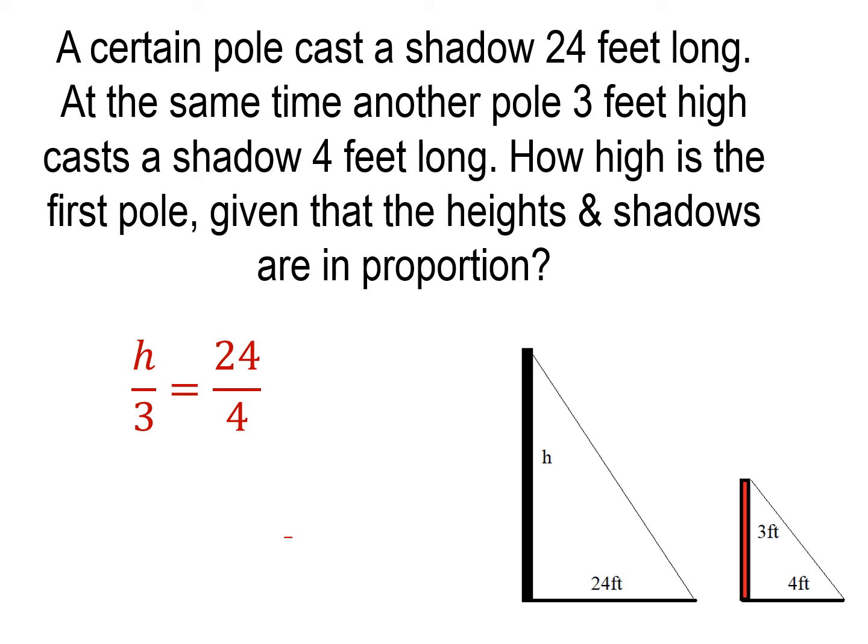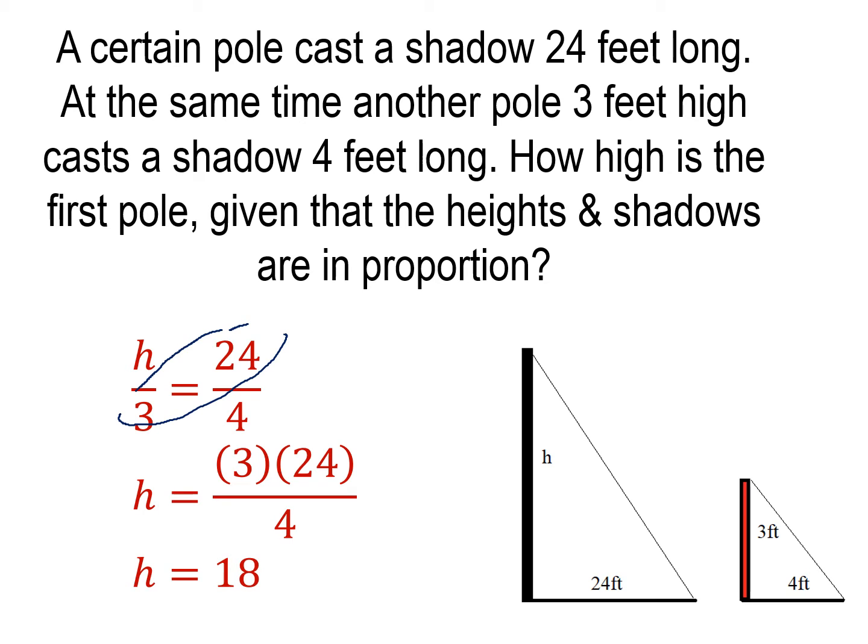Then we can cross multiply here. We cross multiply 3 and 24. So we have h equals 3 times 24, and multiplying and dividing, we are given 18. One way of multiplying or dividing is to simplify first before you multiply. Like 24 is divisible by 4. 24 divided by 4 is 6. 3 times 6 will give you 18.